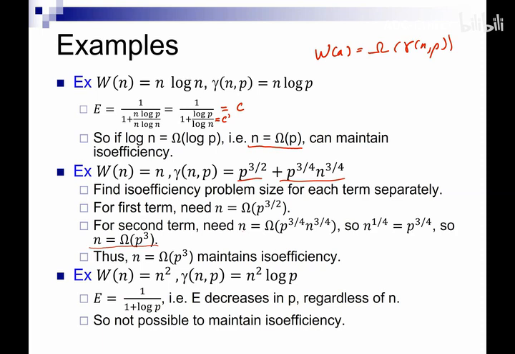No matter how you increase the problem size, you can't keep up with the rate of increase of the overhead. That's basically because the overhead here is equal to n squared log P, whereas the work is just equal to n squared. So the overhead is always larger than the work. Therefore, as you increase P, your efficiency is always going to decrease. So in general, whether you can maintain isoefficiency depends on the sizes of these two functions.